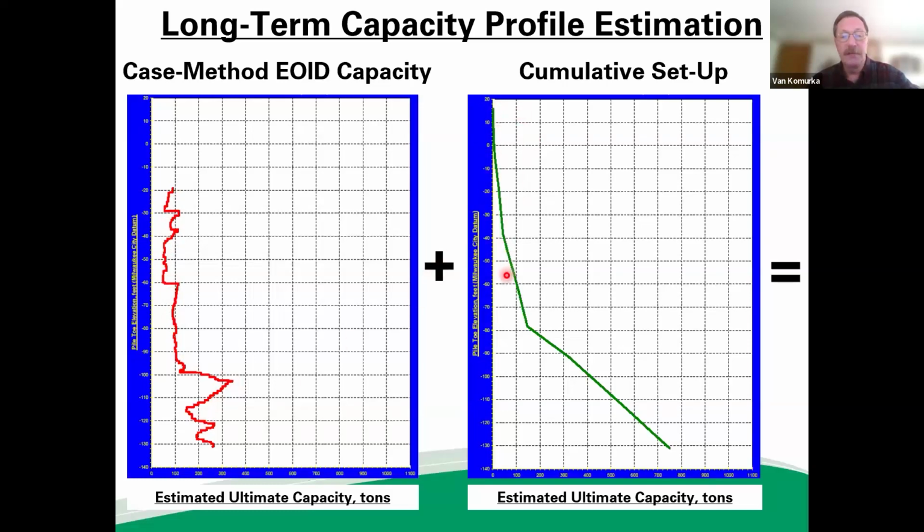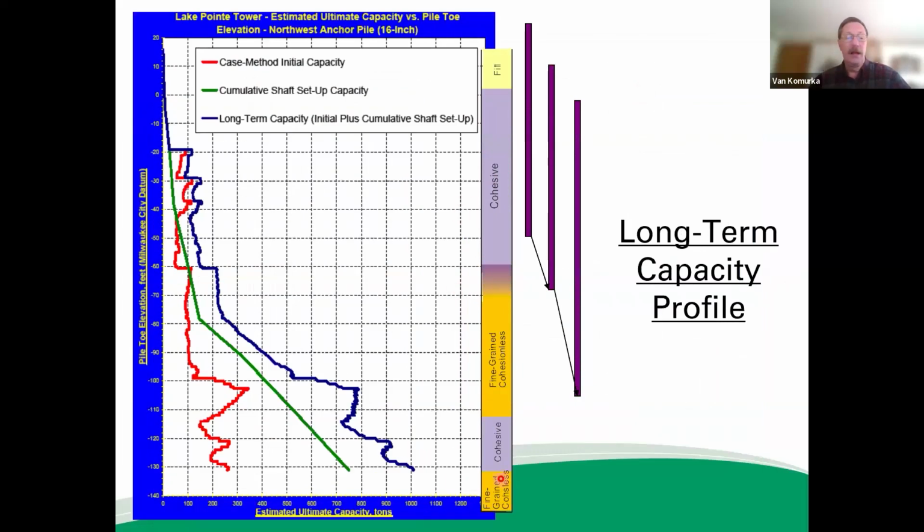Here's our design setup profile. So if we add that together, remember, long-term capacity is initial plus setup. We add those two together, and we get this. The blue line is an estimated long-term capacity profile. Now, again, realize that what we've done here is characterize setup response, full depth, even though we only drove one pile to one depth.